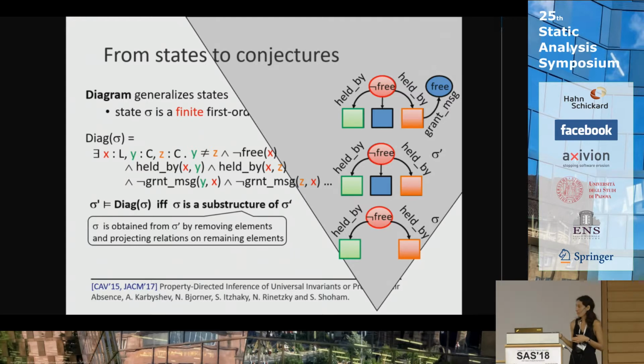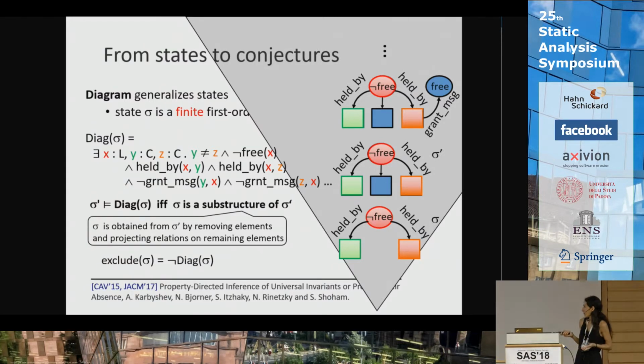And now if I want to exclude sigma, and I'm limited to using only universally quantified formulas, then I will just negate the diagram. And this will exclude sigma and also exclude every state that includes it as a substructure. And again, this is the best that I can do, the most precise that I can do if I can only use universally quantified formulas.